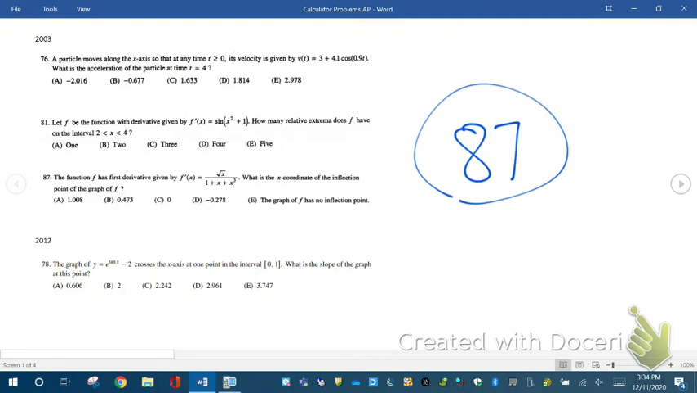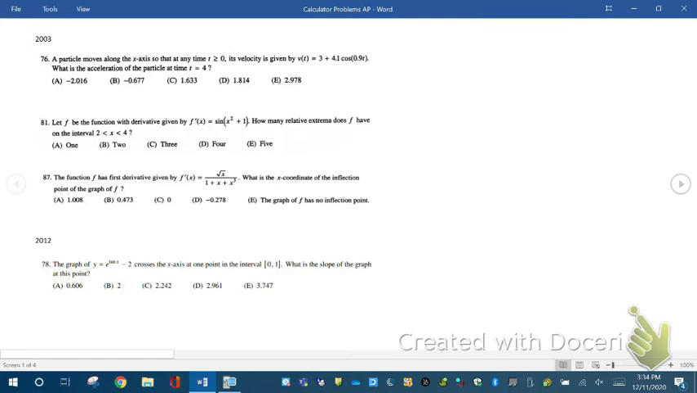Okay, number 87, and that will be the last one for this portion of the video. Okay, again, you want to make sure you justify and write down on your paper what you're looking for before you pick up your calculator, okay? This time we're looking for an inflection point, okay? But they give us the first derivative.